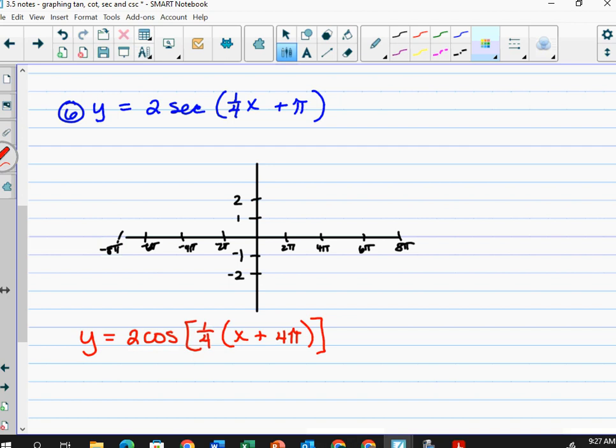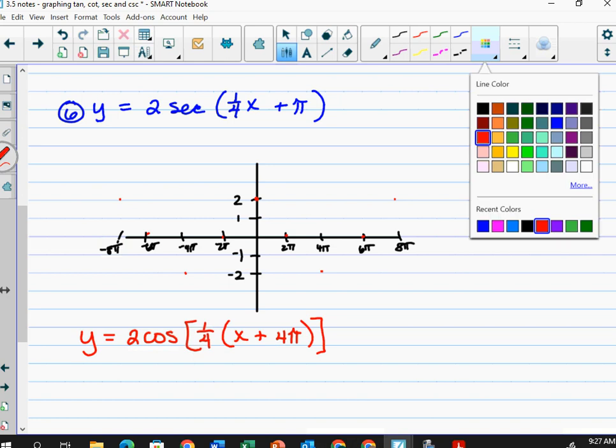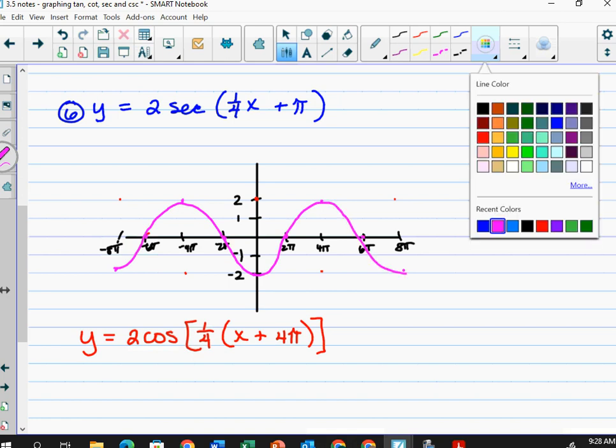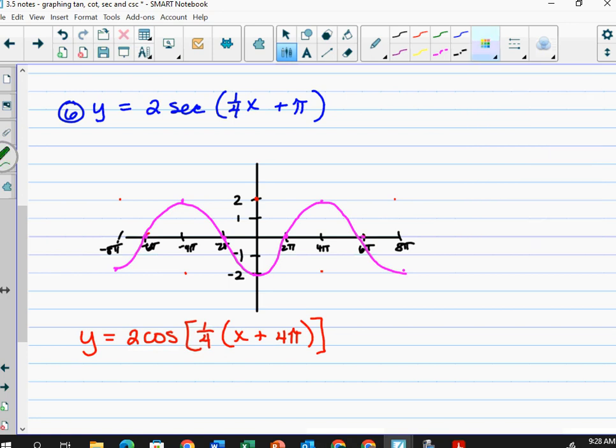So do the cosine first, and then guys, see if you can turn it into secant. Don't look till you're ready, guys.